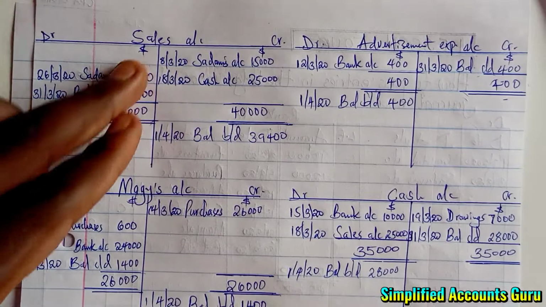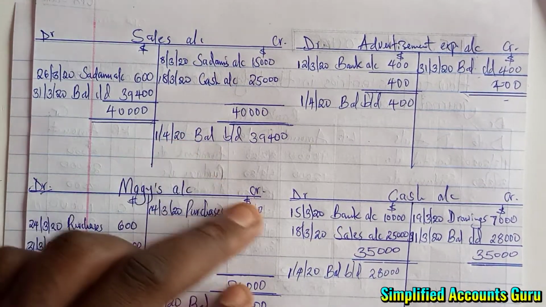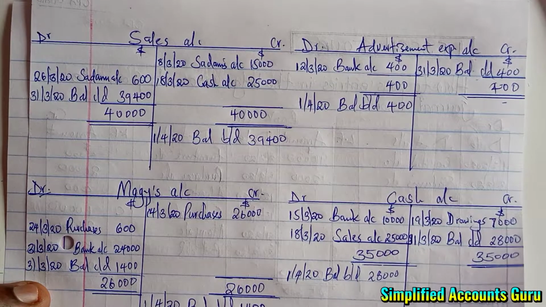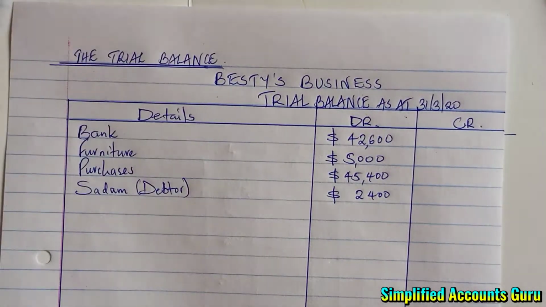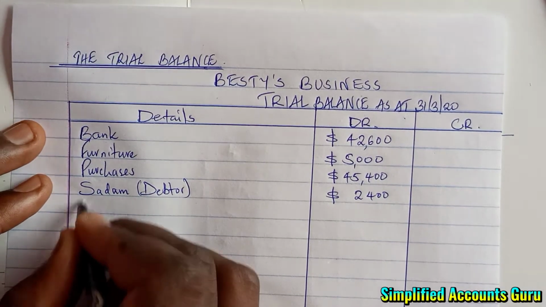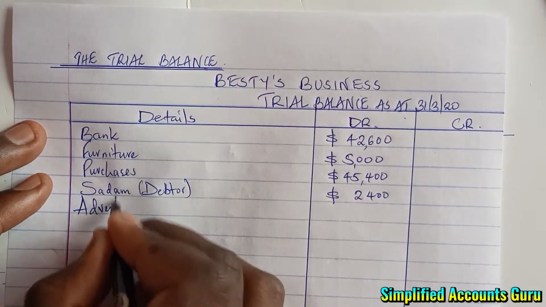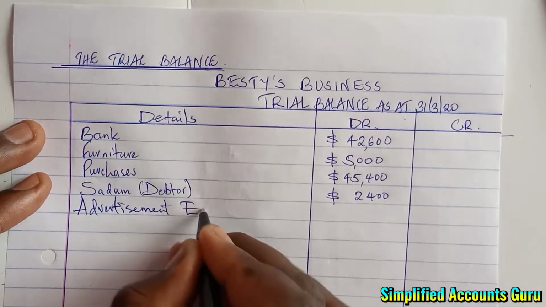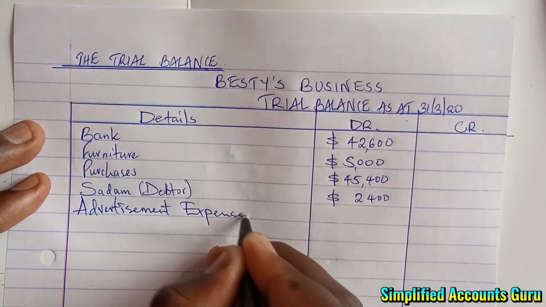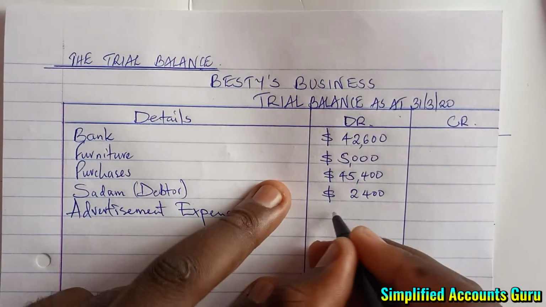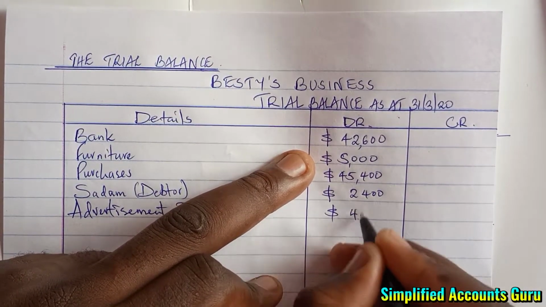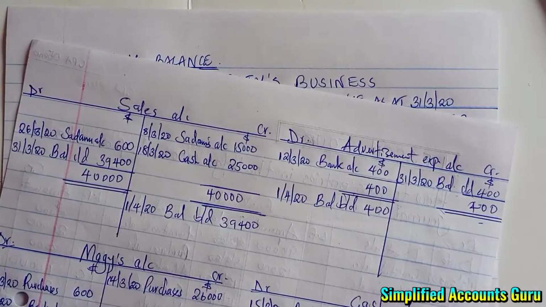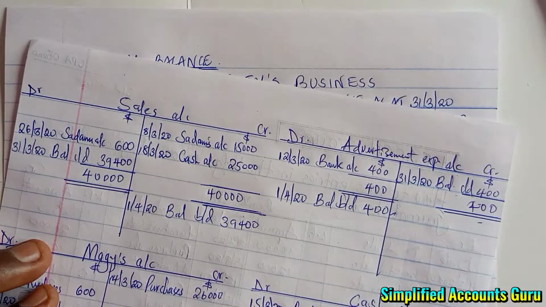Then we come and sales is also having a credit balance. Go to advertisement. We can just go and pick advertisement expense. Advertisement expense, giving you $400. So we have here $400 under advertisement. We are done with advertisement.